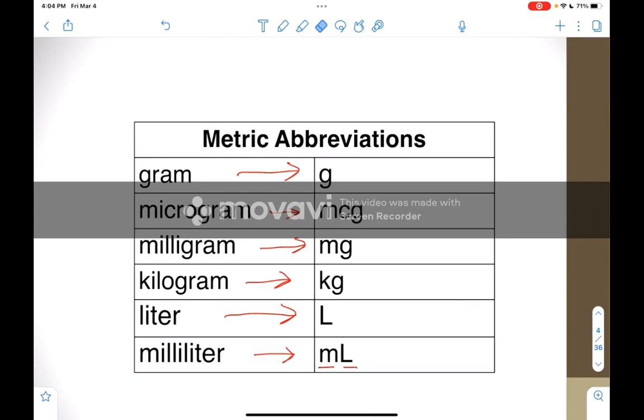So the gram is abbreviated as a little g. The microgram is mcg. The milligram is mg. That's one we use all the time, right? Kilogram is kg. Liter is a capital L, a big L. And then milliliter is a small m and then that capital L for liter.